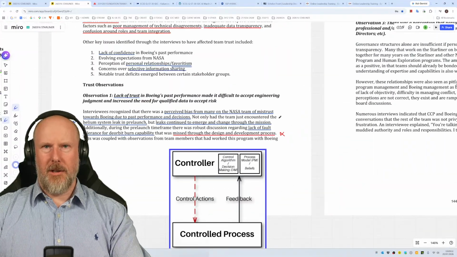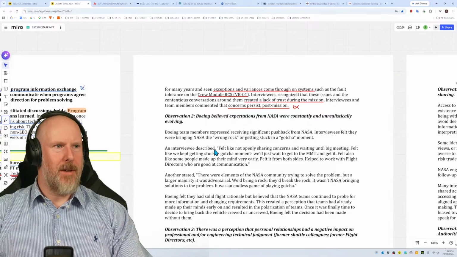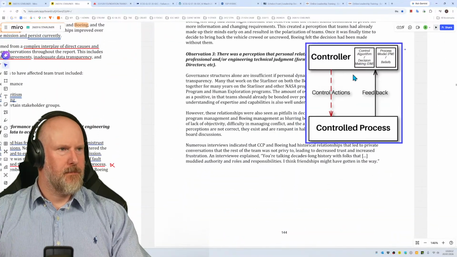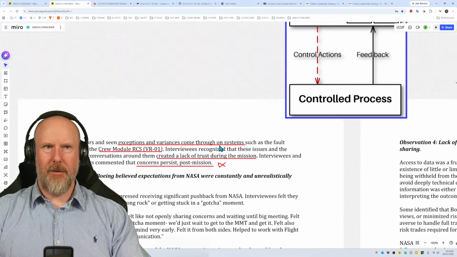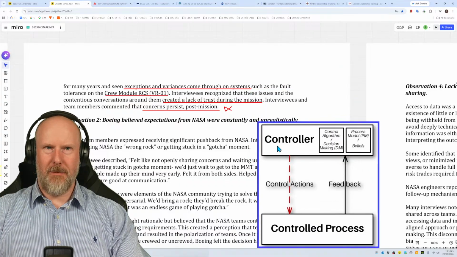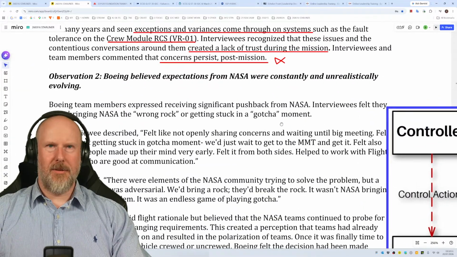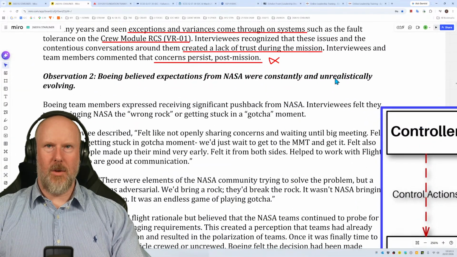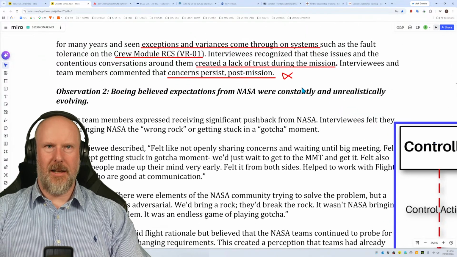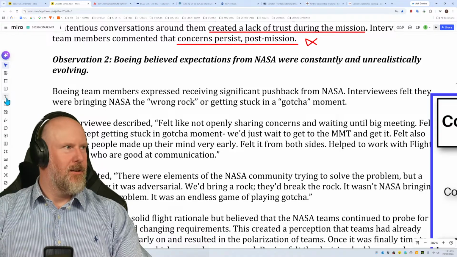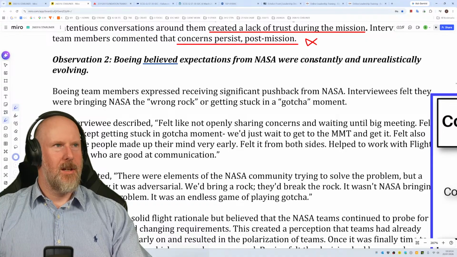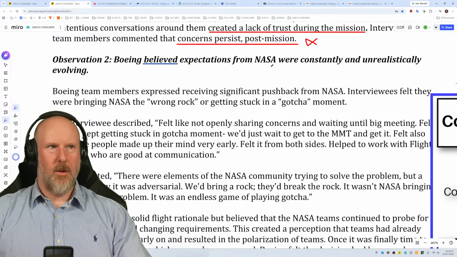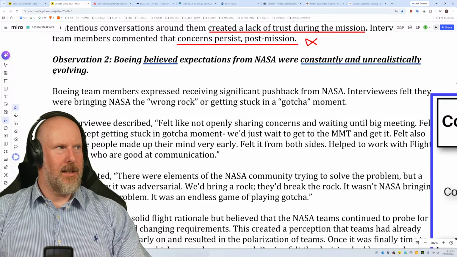Okay, so where were we? So we talked about that. Yeah, observation number 2 then. So Boeing believed, oh, there we go. So if this controller is Boeing and they believe, that's a mental model, a process model. They believed expectations from NASA were constantly and unrealistically evolving. Fantastic. So some beliefs from this other stakeholder were constantly and unrealistically evolving.